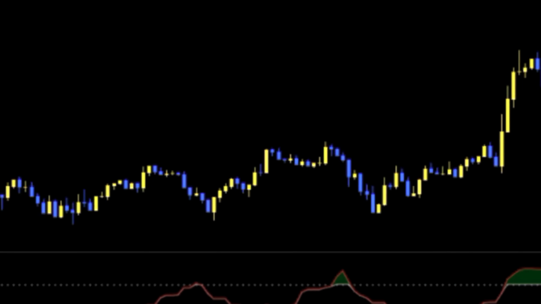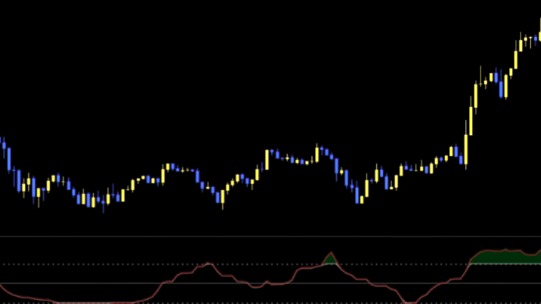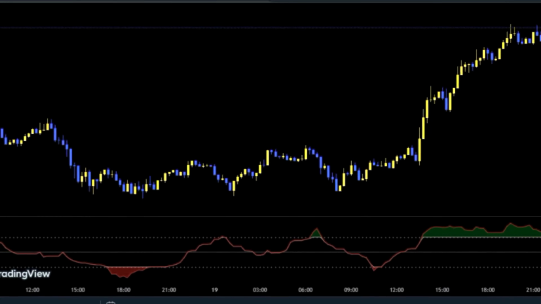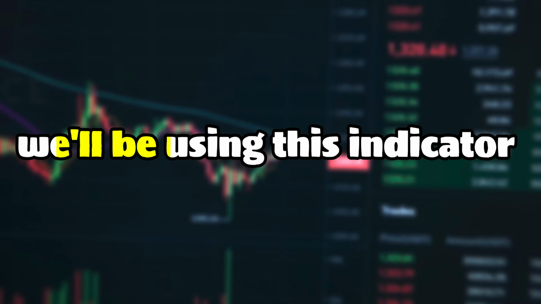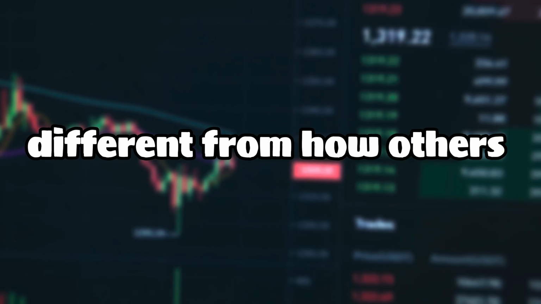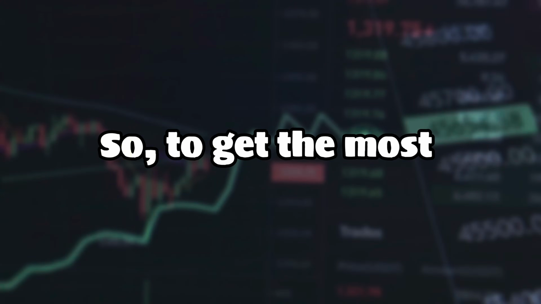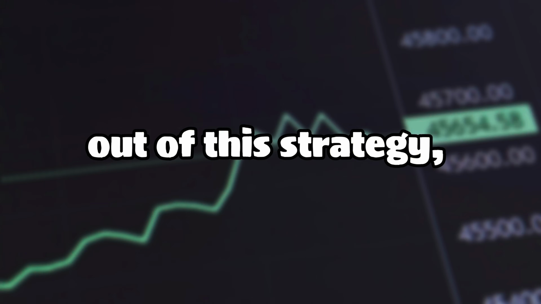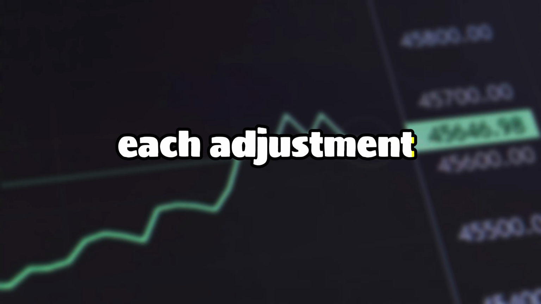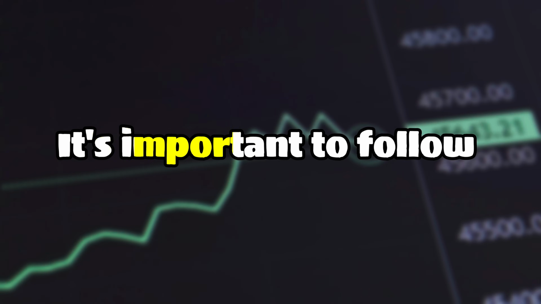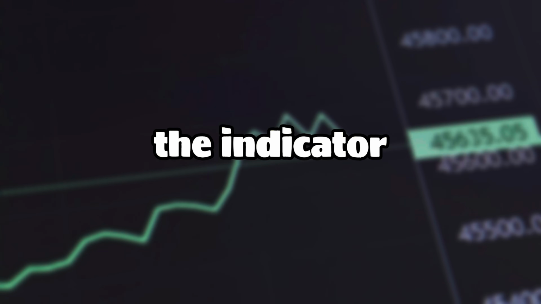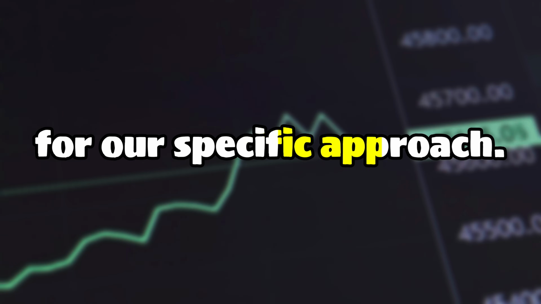Great. Now that the trend trigger factor indicator is on your chart, we'll need to fine-tune its settings to fit our unique strategy. Just a heads up, we'll be using this indicator in a special way, different from how others might typically use it. So, to get the most out of this strategy, make sure to follow along closely as I walk you through each adjustment to the indicator settings. It's important to follow these steps precisely to ensure the indicator is optimized for a specific approach.